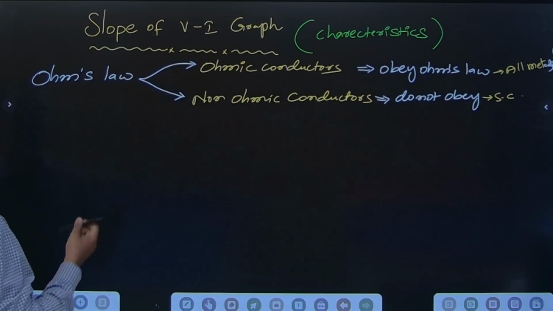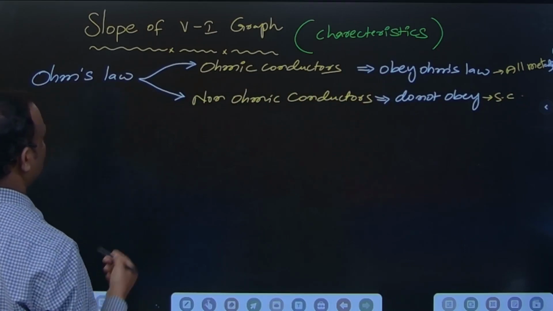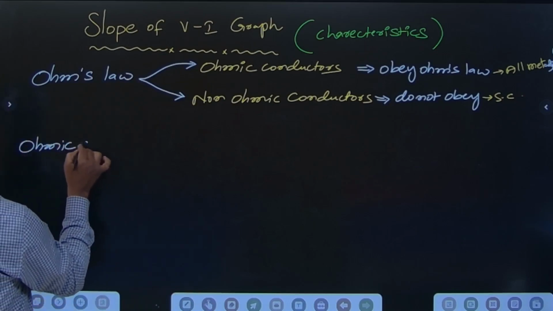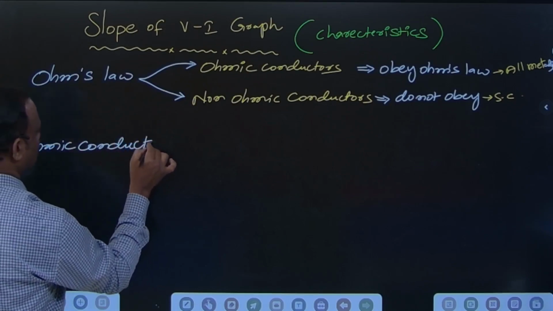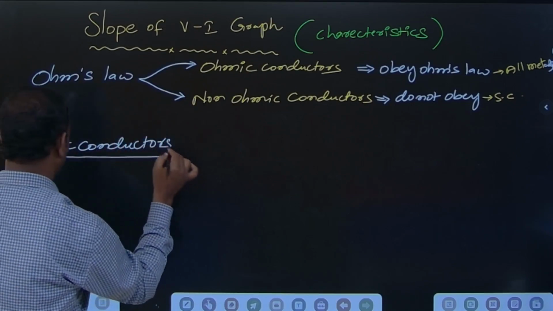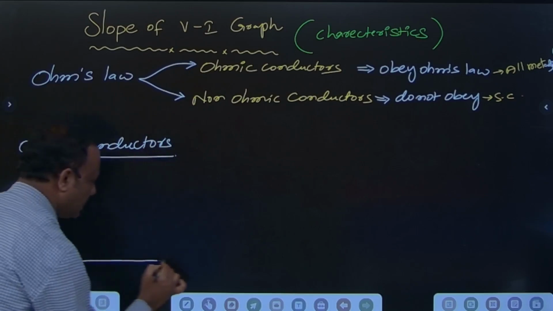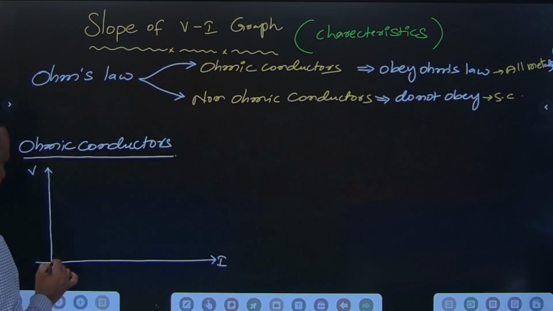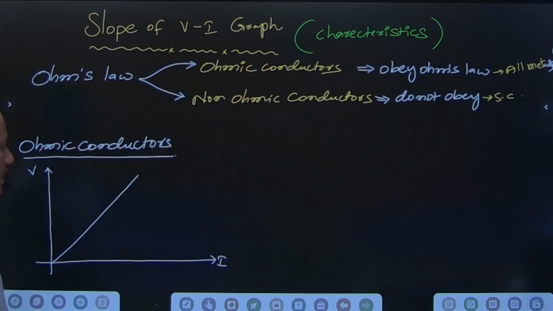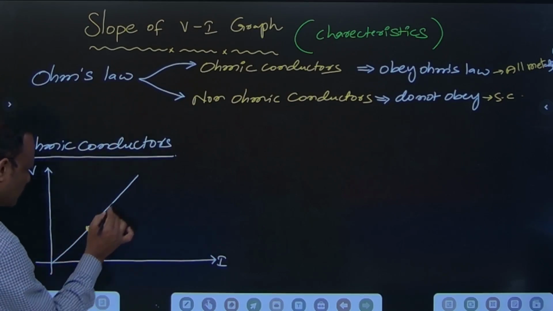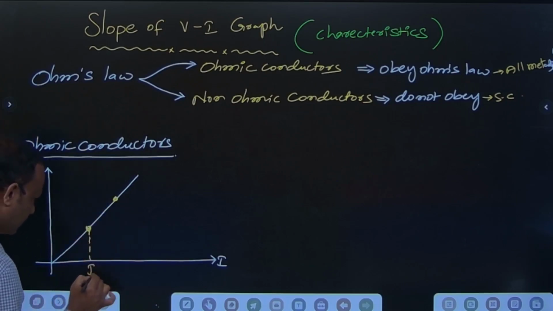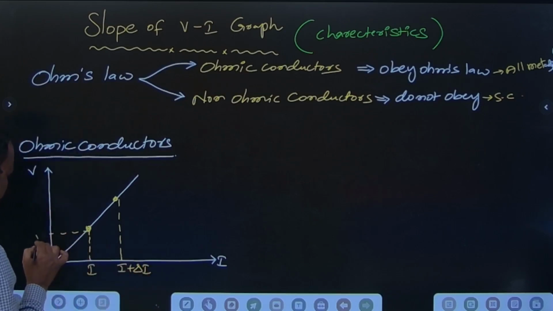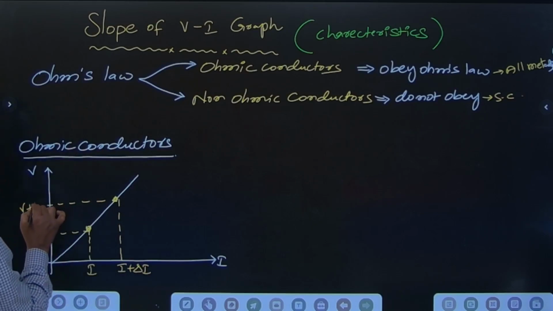Now, ohmic and non-ohmic conductors. For the first one, ohmic conductors, potential is taken along the y-axis and current along the x-axis. This is the VI graph, and the graph is a straight line, which is linear. I'm choosing two points on this: I and I plus delta I on the current axis, and V and V plus delta V on the potential axis.